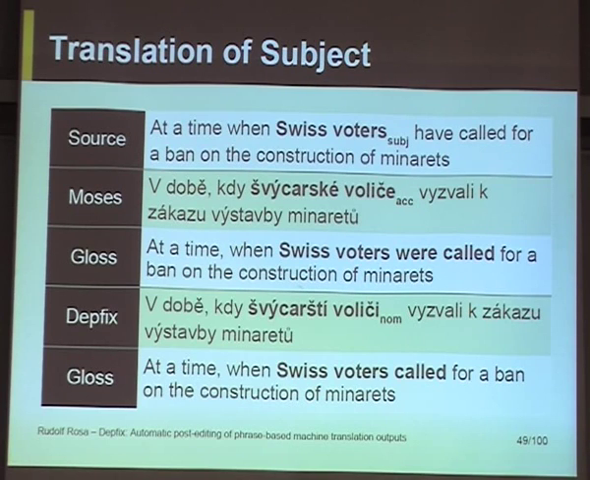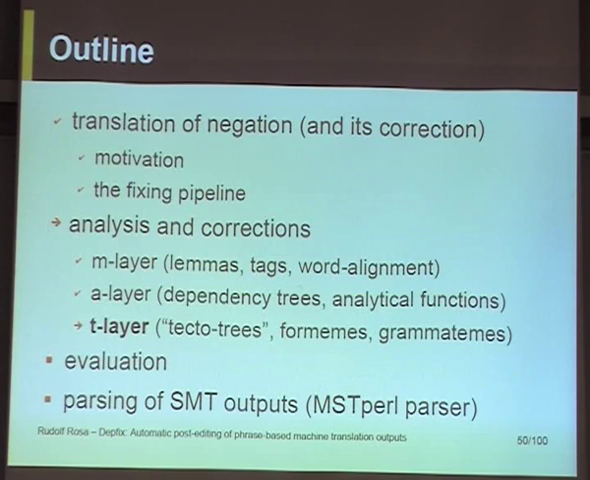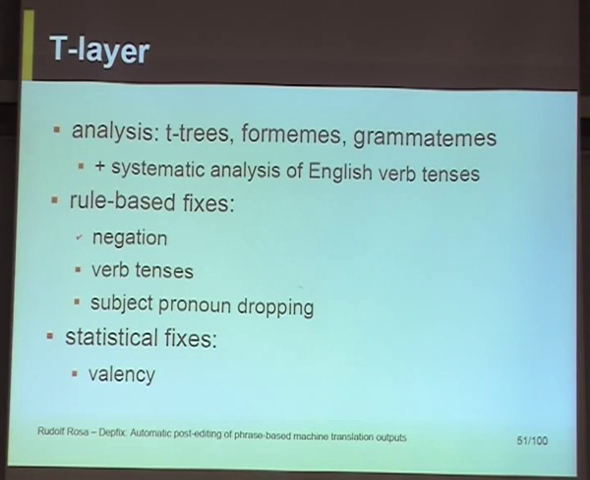It's not perfectly fluent, but actually the meaning is definitely better. So this was the analytic layer. Now we also do some corrections on the tactic-grammatical layer. So here it's the analysis to T trees.